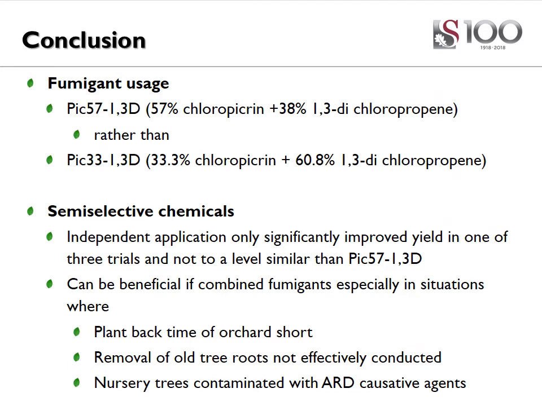To conclude, it is recommended to rather use a higher chloropicrin content fumigant within the range of 50% rather than those with chloropicrin in the range of 30%. Then semi-selective chemicals may have the potential to improve fumigants, especially in situations where all tree roots were not removed effectively, as well as the use of nursery trees contaminated with ARD pathogens. However, we will need to do more work on this to confirm whether this is true.